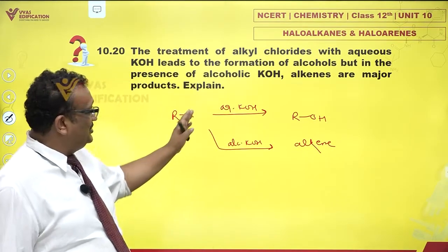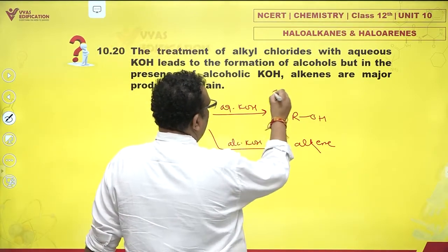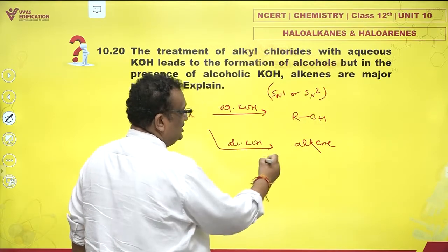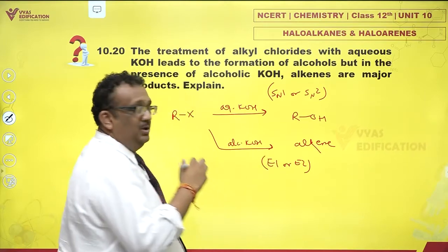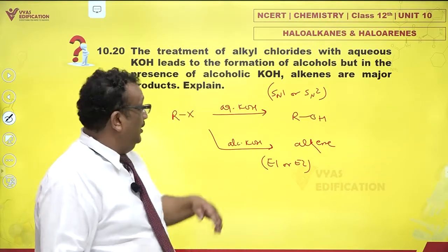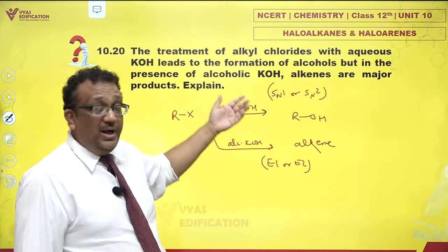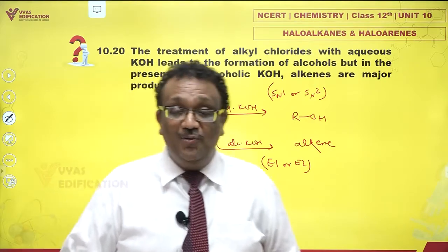See, this is a substitution reaction, classically, typically SN1 or SN2, and this is elimination, E1 or E2. So the question is, by changing the solvent from aqueous to alcoholic, why is it that the substitution reaction actually changes to elimination reaction?